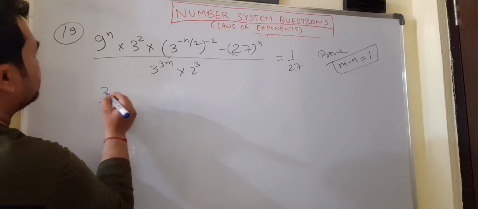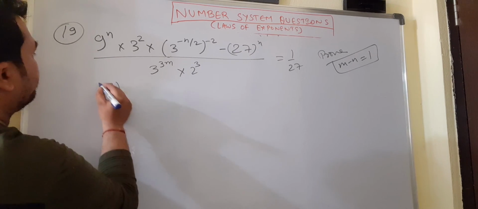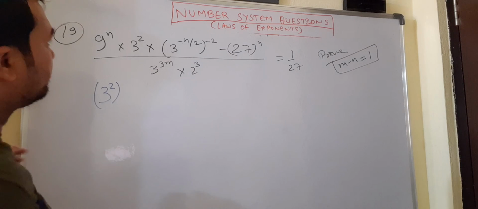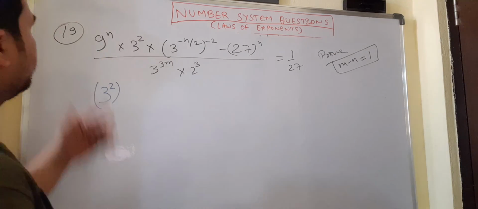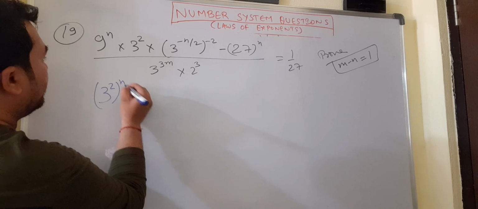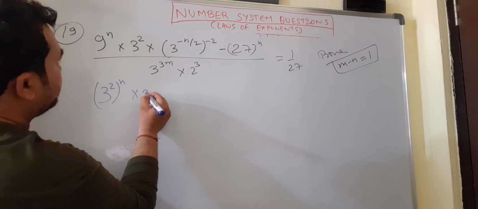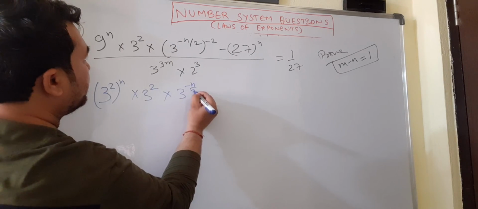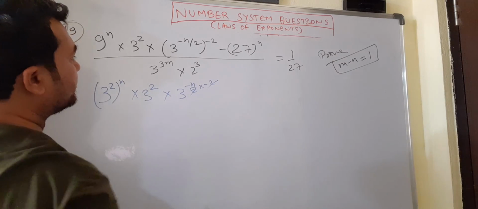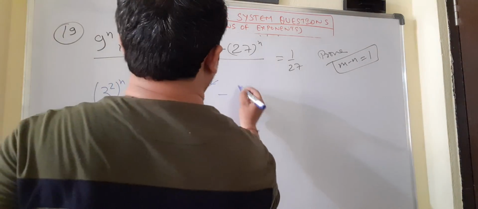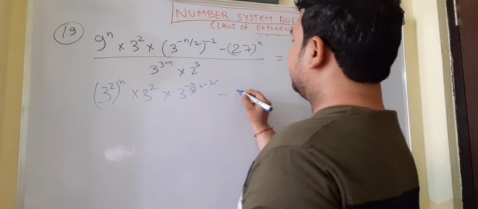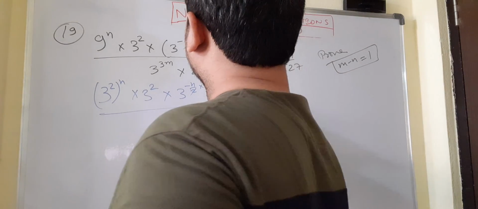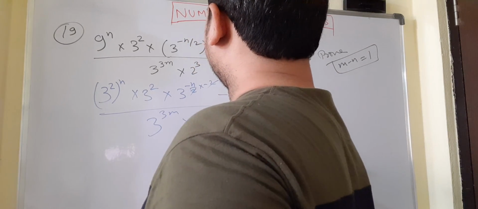This is your 3 to the power 2. Everything is given in 3, so it's better you convert it into 3 or 2. 9 cannot be converted into the form of 2. So let's convert it into the form of 3. 3 to the power 2 and n. From here, and it is 3 to the power 2, again 3 to the power minus n by 2 into minus 2. This 2 gets cancelled over here. Minus 27 can be written as 3 to the power 3, and this n. Denominator 3 to the power 3m into 2 to the power 3.